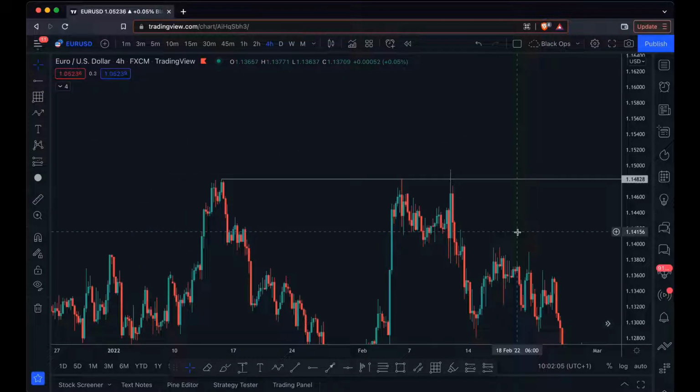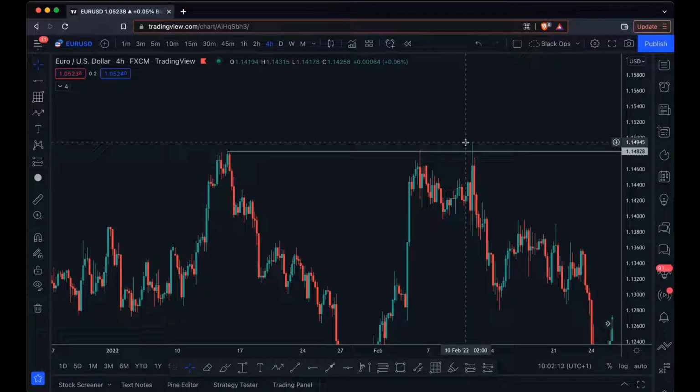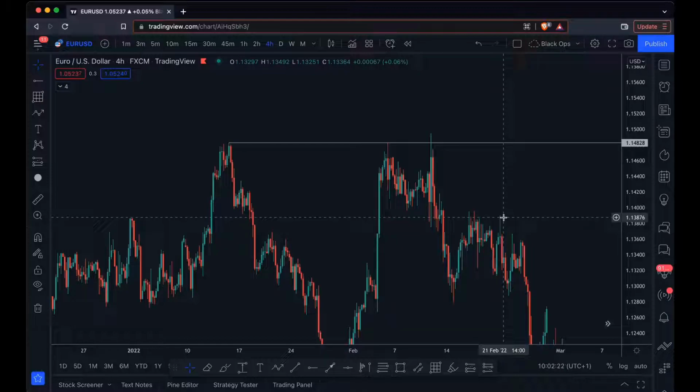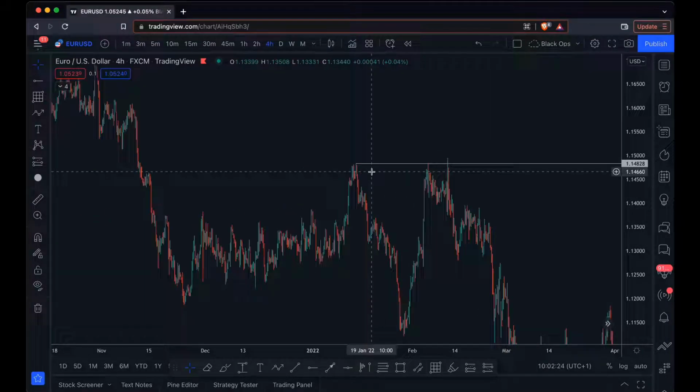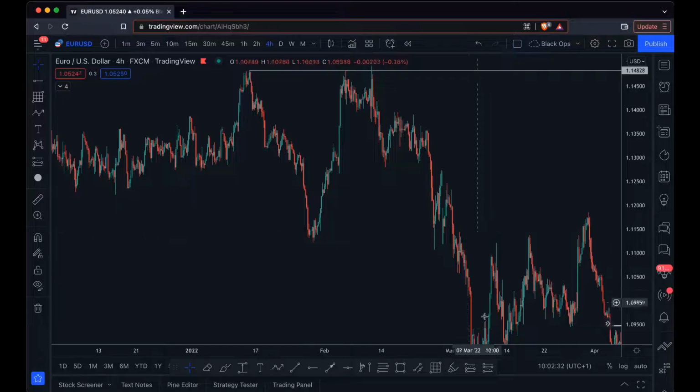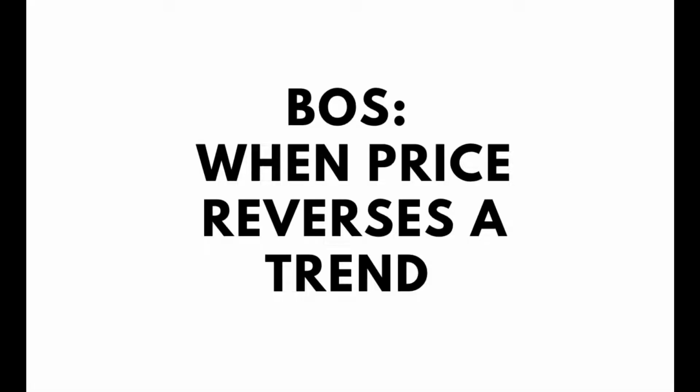Now a lot of people would have mistaken this for a break of structure, and they would have been looking for some type of continuation to the upside. However, as we know, a single wick doesn't really count as a break of structure, and we knew it was a liquidity grab because obviously there would have been a lot of liquidity above this high here. Price continued and it went and moved to the downside. So generally that is the difference between a liquidity grab and a break of structure.